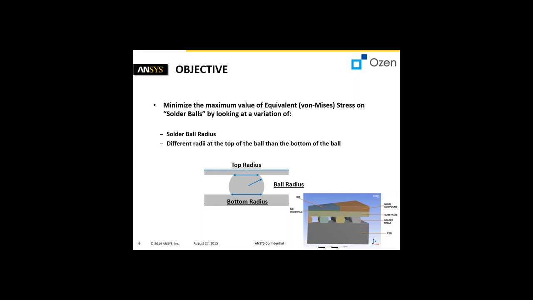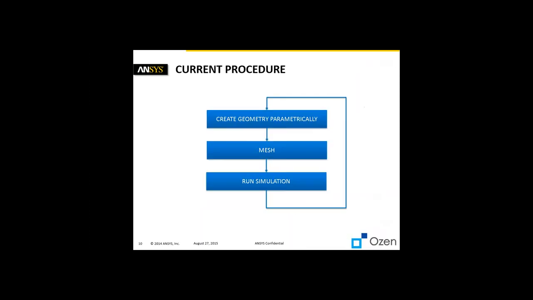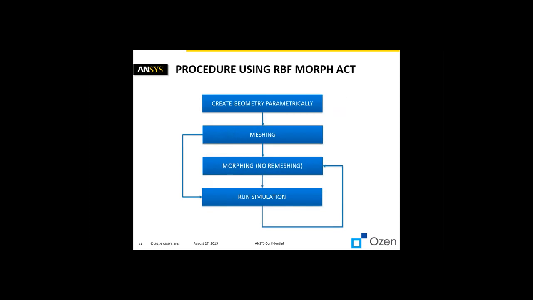Normally, you would specify the ball radius, the bottom radius, and the top radius as parameters in Design Modeler, or you can also use SolidWorks for this. Then you create this geometry parametrically, mesh it, run the simulation, go back and change the ball size, redo the geometry, and redo the mesh, right? This is a typical procedure. Here what we are saying is, let's forget about this. We are not going to recreate the geometry. We already have a mesh.